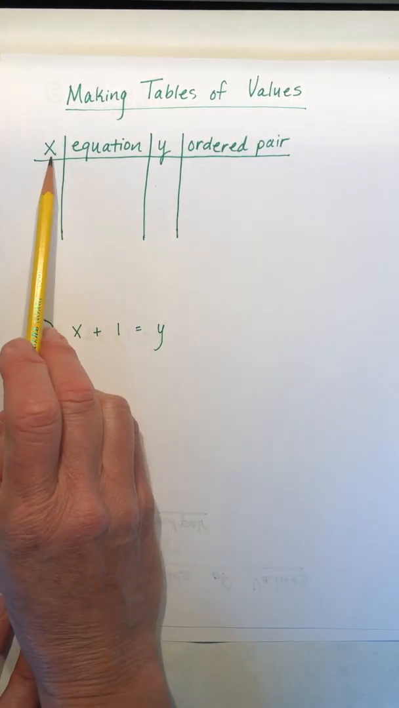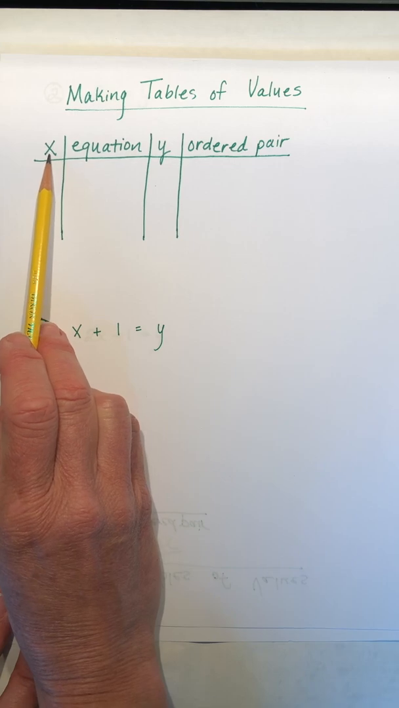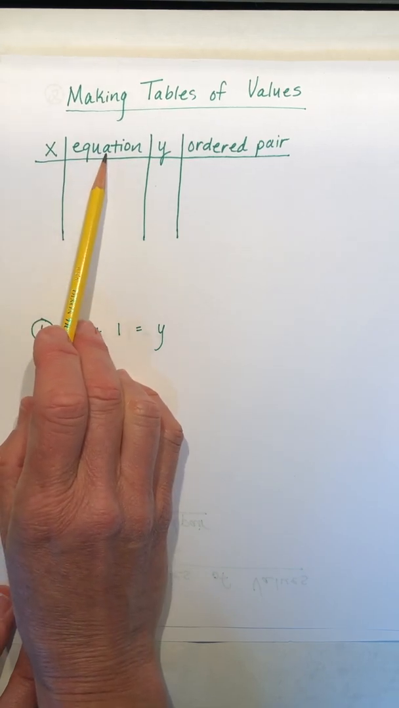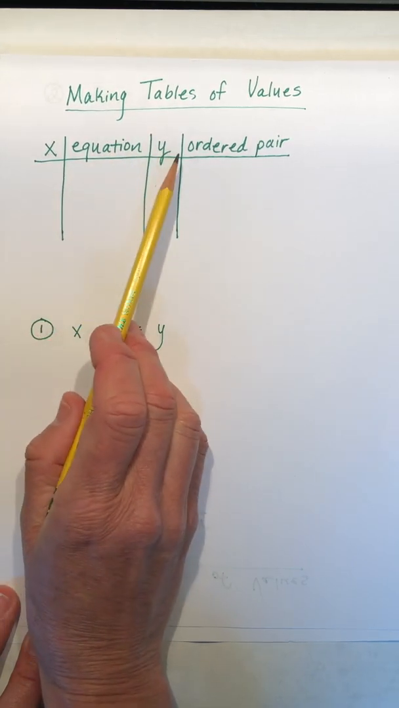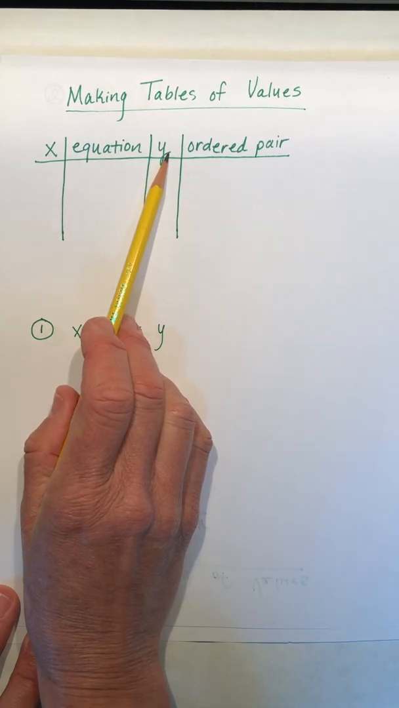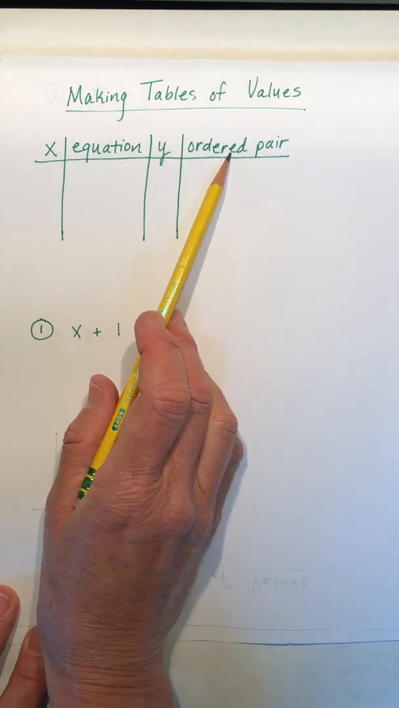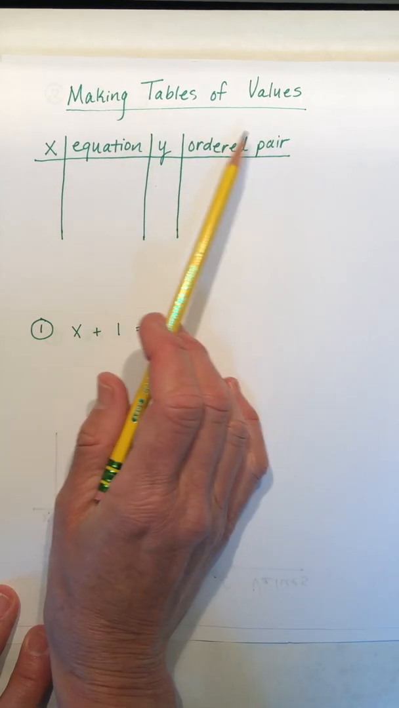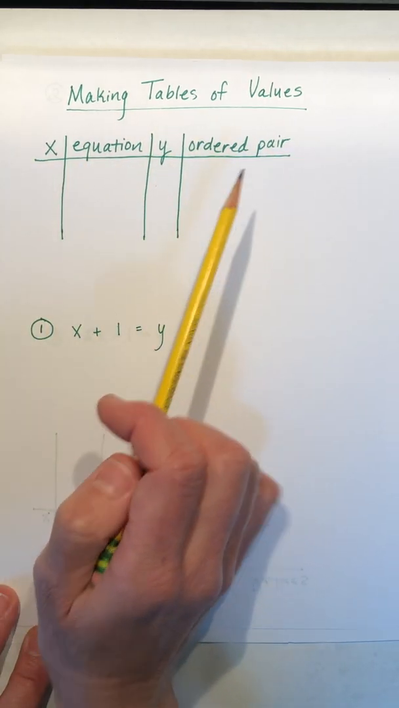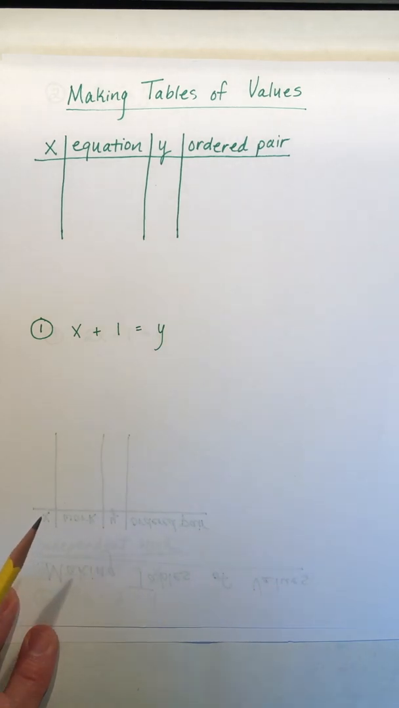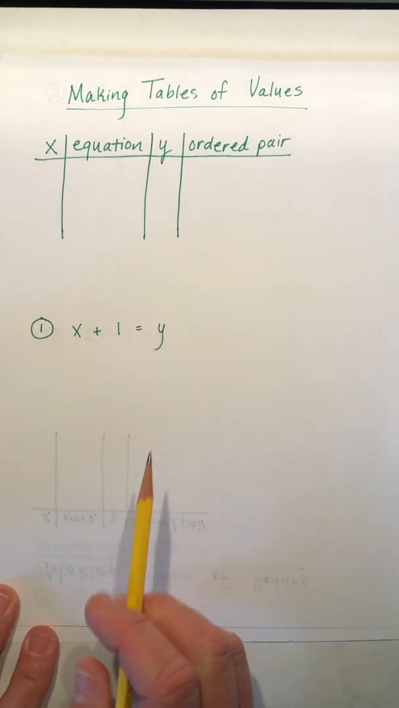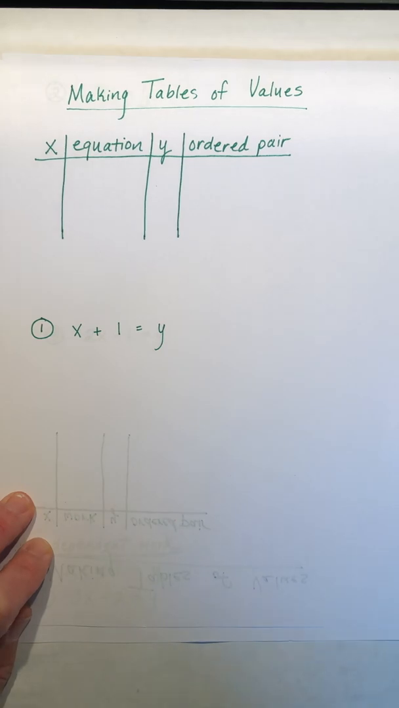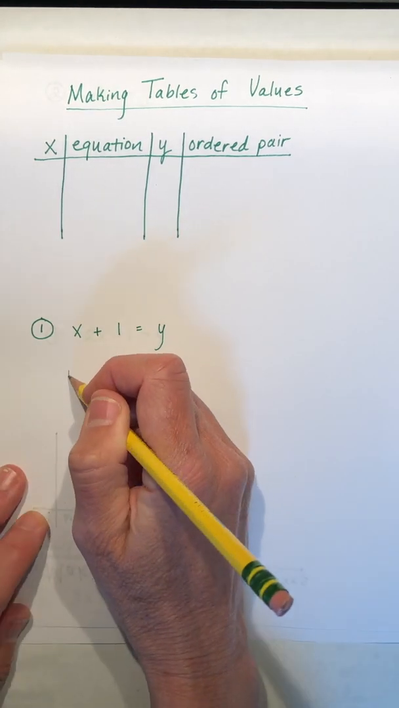So it would have a column for x, a column to copy down the equation, a space for your y value, and then a space to convert your x and y values into an ordered pair. So this is a sample of what every single one of your tables is going to look like. So let's come down here and try that. So you're doing this with me. So I am making a table.